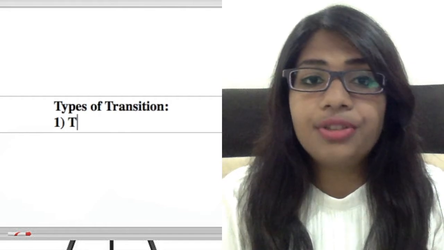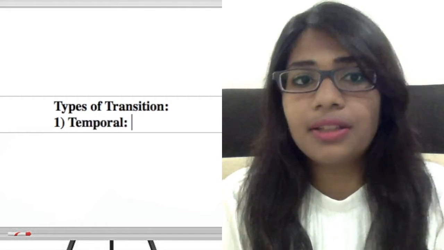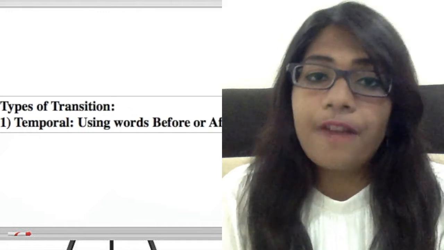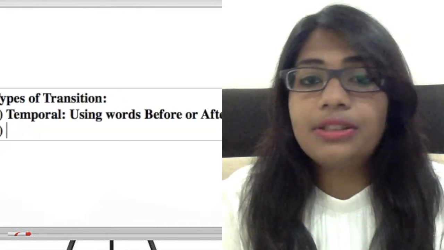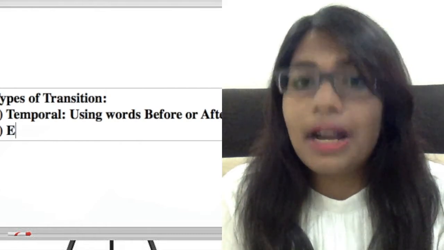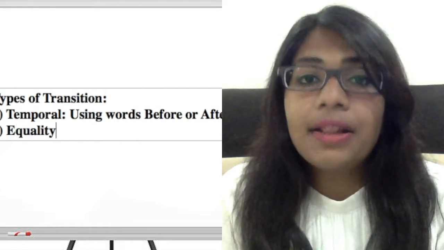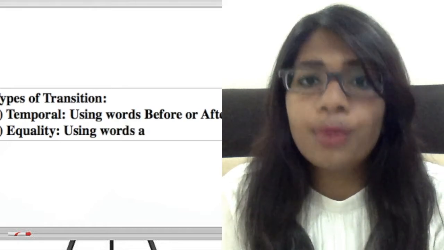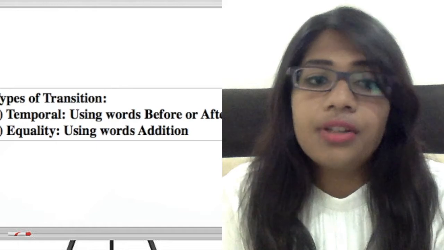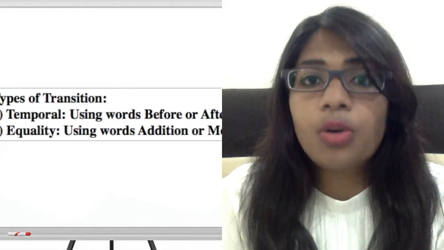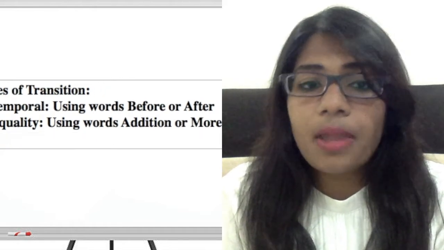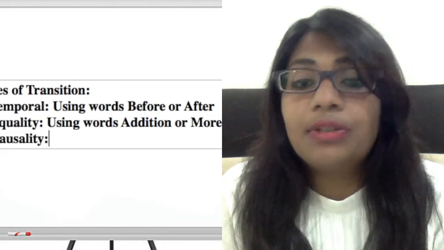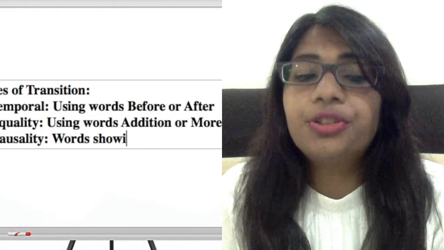And finally, the fourth component is transition. Transitions are mainly used to show the connection between every main point. Now, there are different types of transitions used in a speech. Firstly, temporal, using words such as before and after. Equality, this would be highlighting points that have equal importance using words like addition or moreover. Thirdly, causality, using words which show cause and effect. Fourthly, compare and contrast, using words or phrases that would compare parts of the speech, like contrarily or on the other hand.